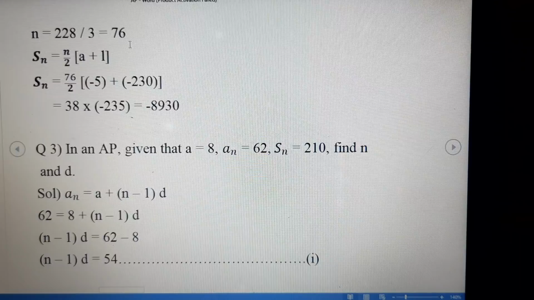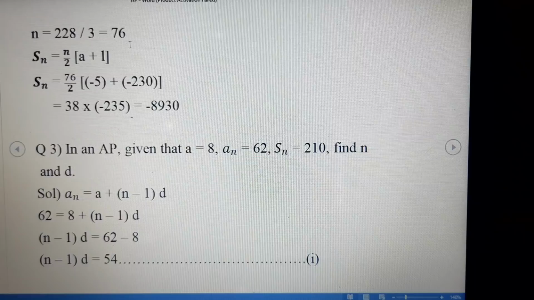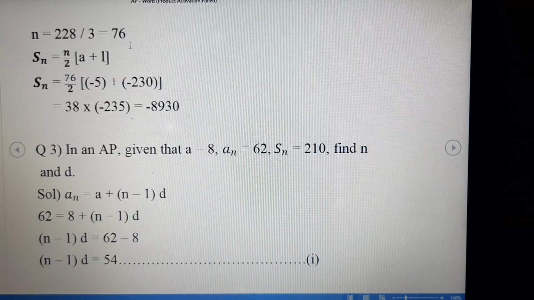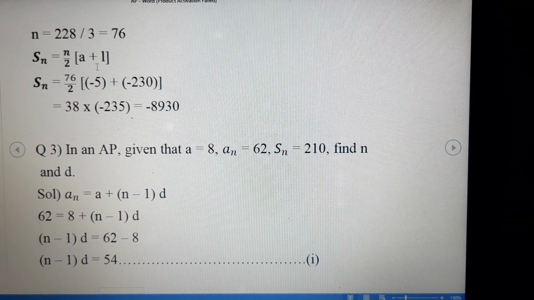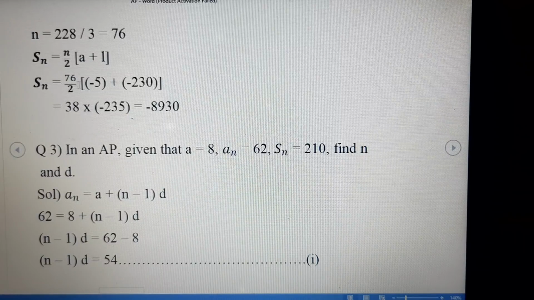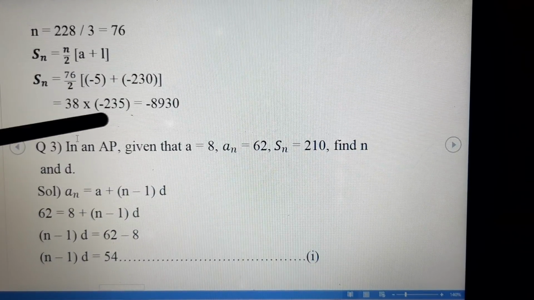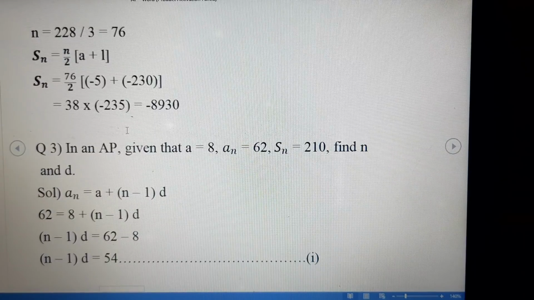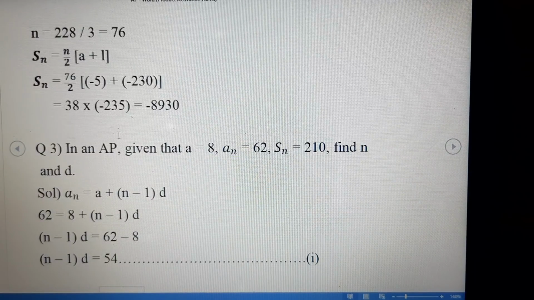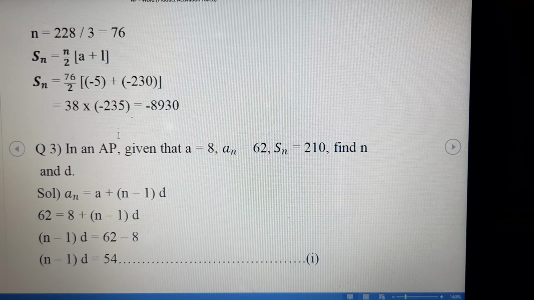Now we can apply the formula n upon 2 within bracket 2a plus n minus 1 into d, or to be in short, we can be smart enough to use this formula: Sn is equal to n upon 2 within bracket a plus l. So we will use a is minus 5, n has come 76, l is minus 230. If we solve it, first of all we will divide to get 38, and within the bracket we have got minus 235. So the final answer is minus 8930. Moving on to the next question.